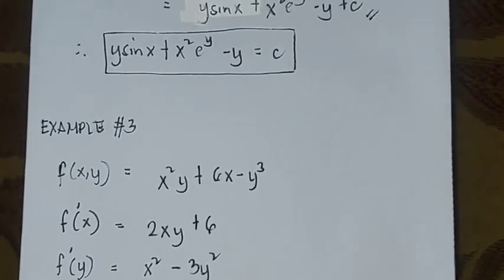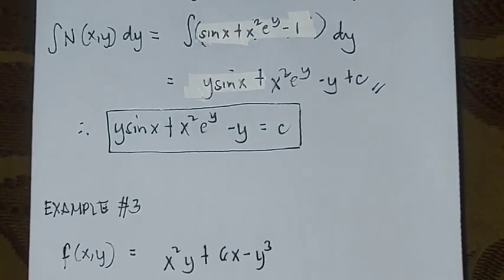The given in number 3 is f of x,y equal to x square y plus cx minus y cube. So it is not in the form, right? In that case, you can't use direct integration. First, it's not in the form. For separable, you don't yet have dy dx.